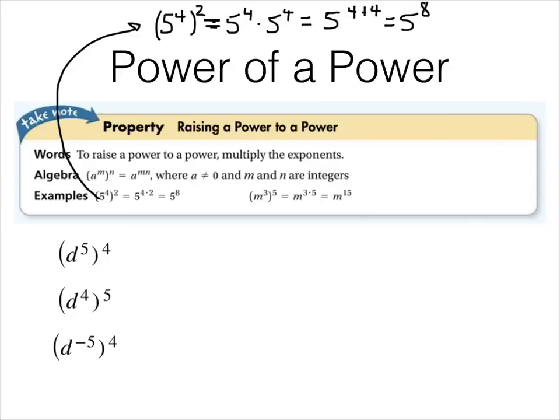So it's a great shortcut. Again, not really a rule so much. It's just this great property because we've seen it happen and it works, so why not use it?